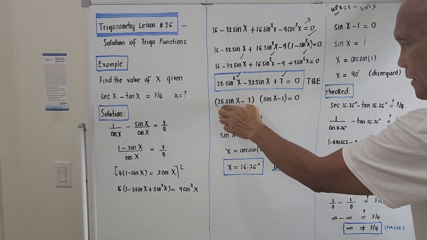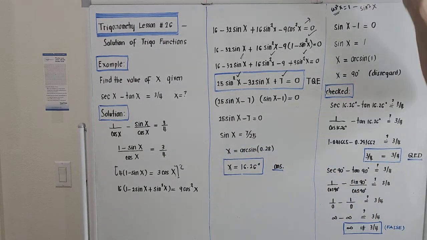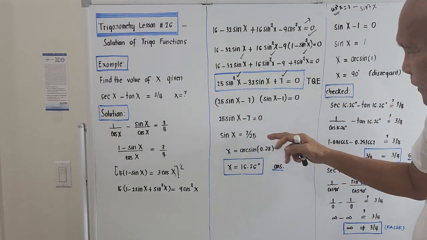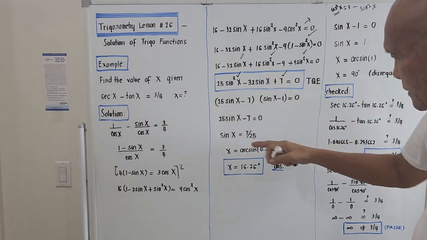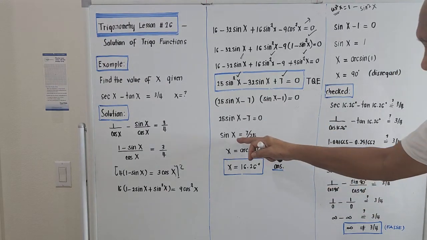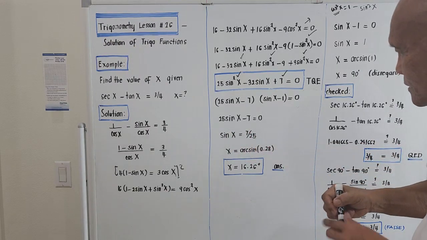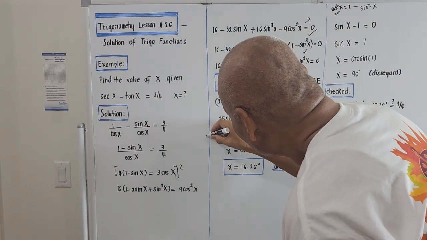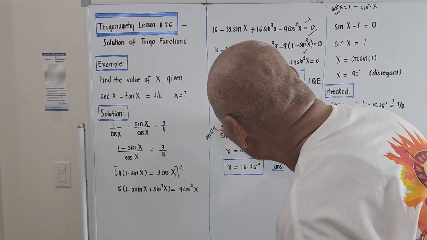So taking the first factor, 25 sine of x minus 7, and this should be equal to 0. Sine of x will be equal to, we transpose this to the right, we divide that by 25. So sine of x will be 7 over 25. And to compute for x without the sine, you take the arc sine of both sides.